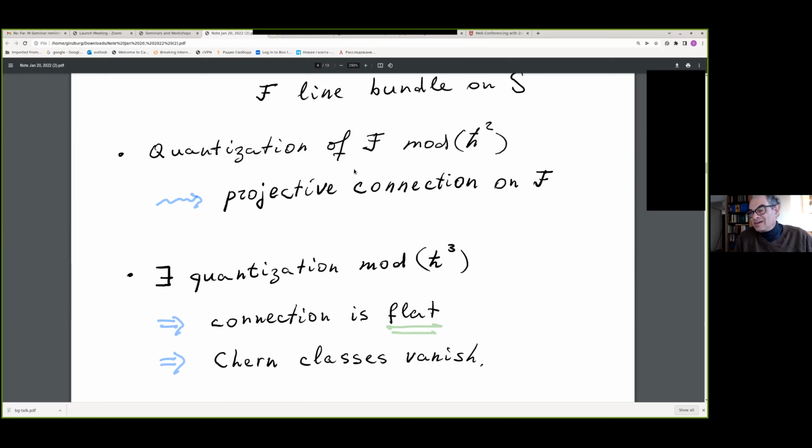And then you can ask, what condition do you need to extend my deformation to the second order? And the answer is that it is essentially the condition that this connection on the line bundle is flat. It's not exactly, so the connection is not really a connection, it's a projective connection, but we can ignore it. So roughly speaking, if you want to quantize a line bundle on a smooth Lagrangian submanifold, and if you want to quantize it to a second order, you get a flat connection.